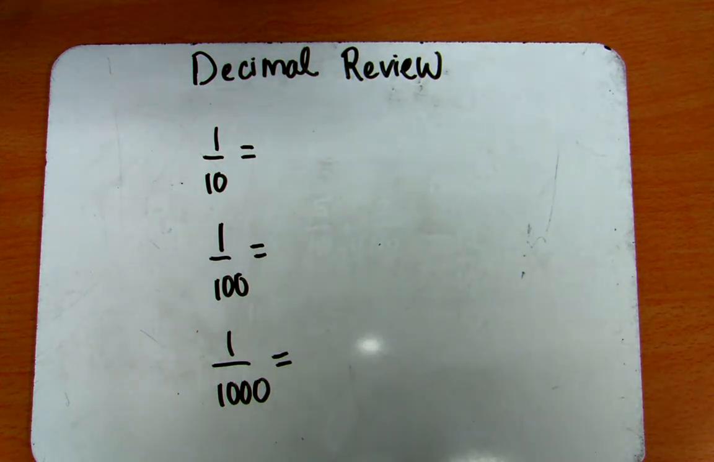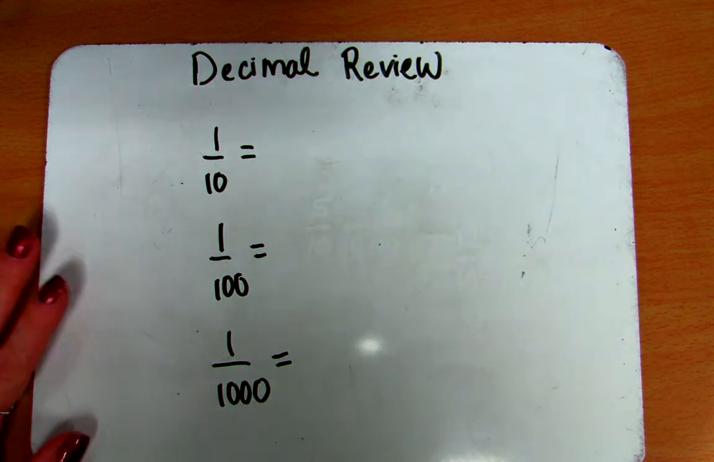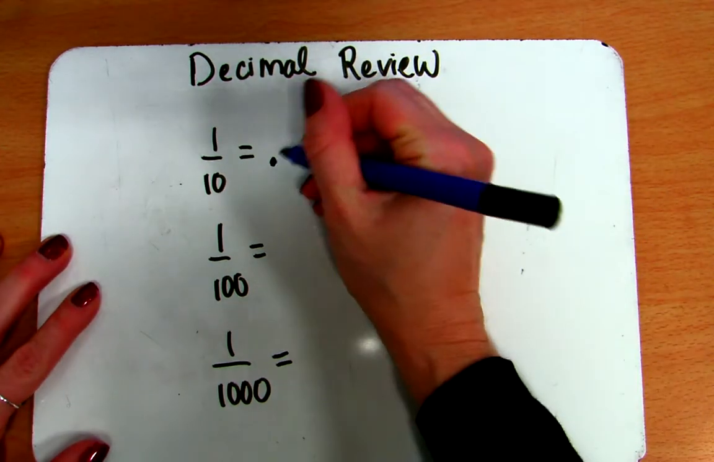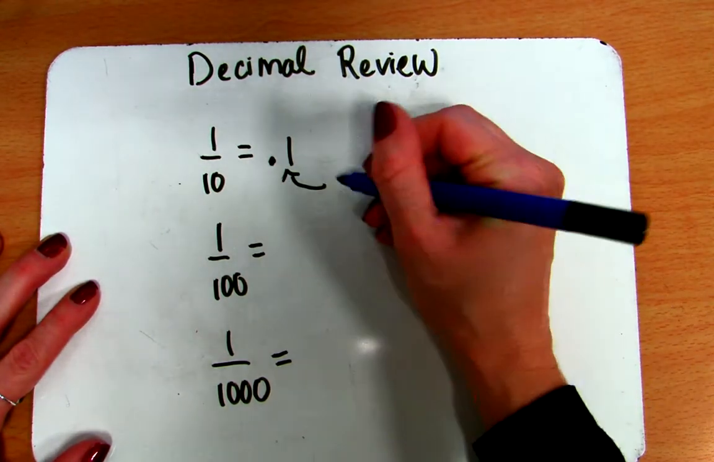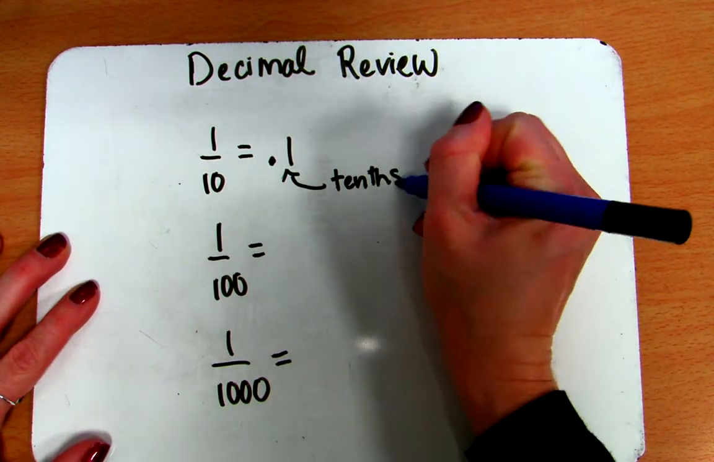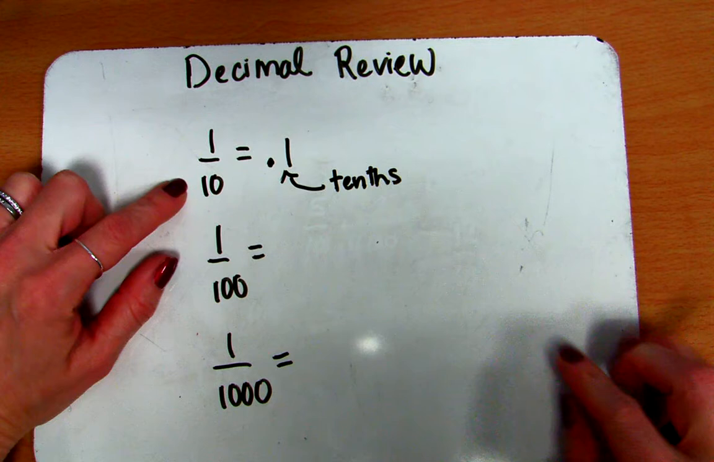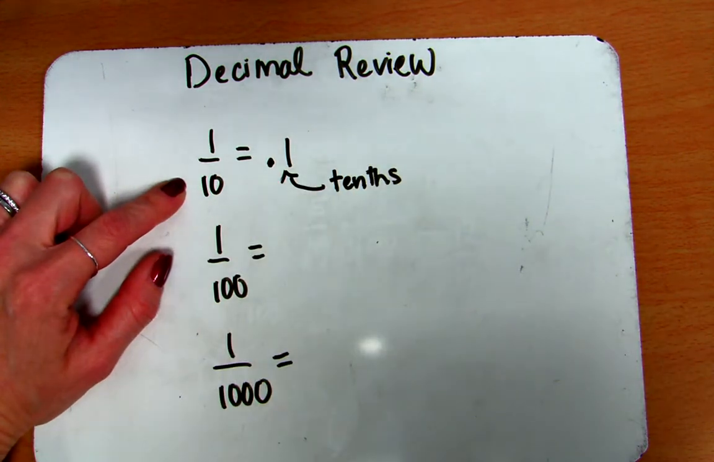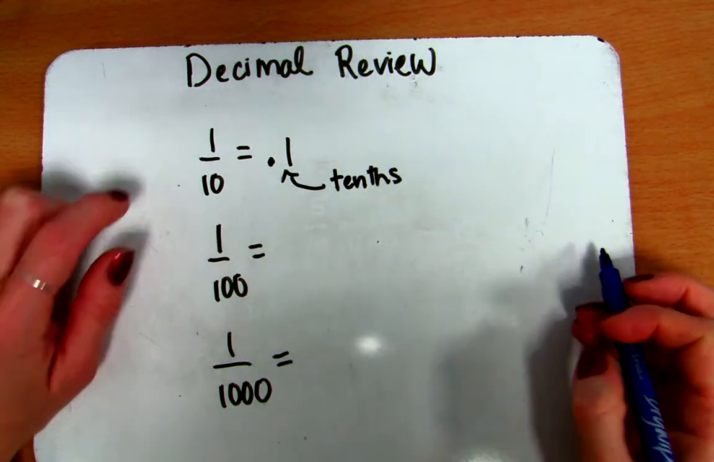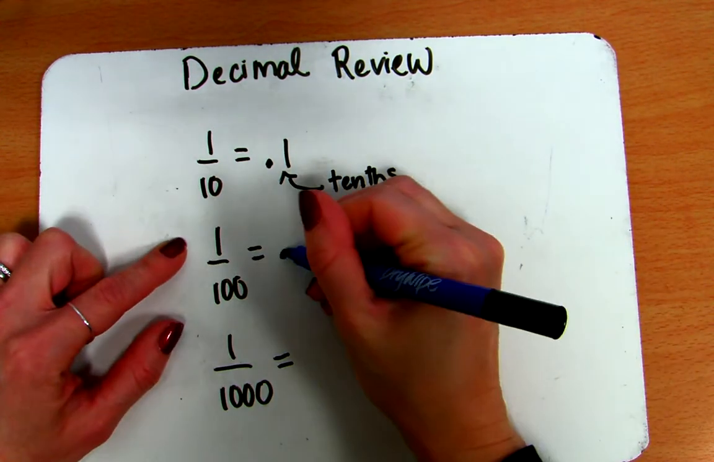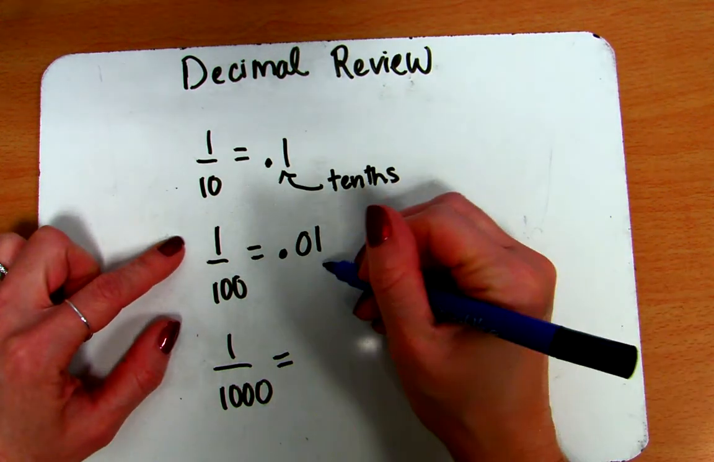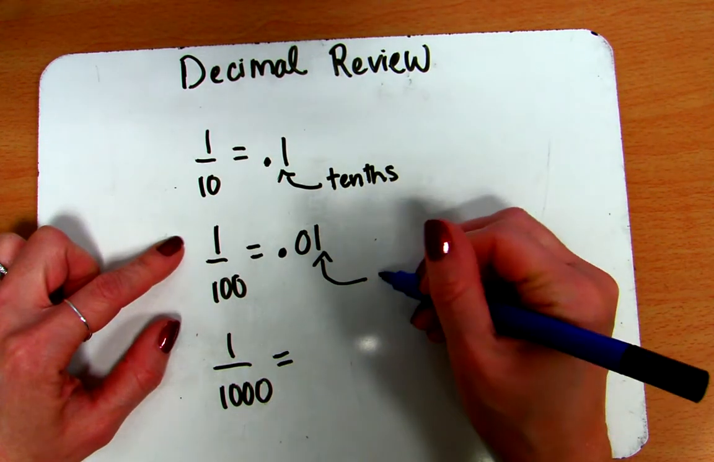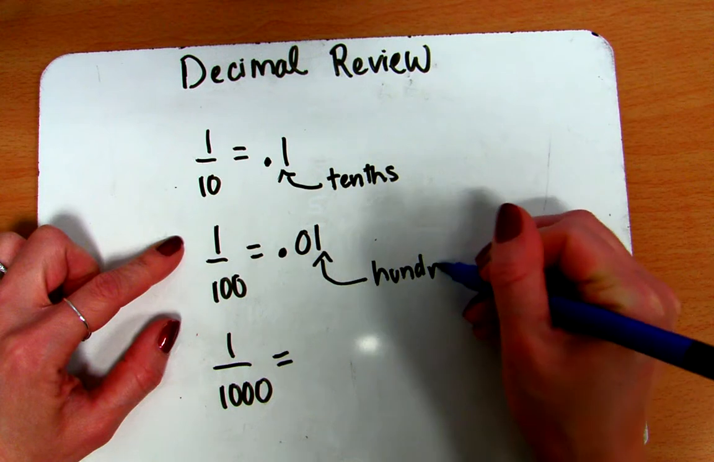I've got three fractions written here, 1/10, 1/100, and 1/1000, and I'm going to write them as a decimal. So 1/10 as a decimal would be 0.1, because this one is in the tenths place, and we have one of them. So 1/10 equates to 0.1 because 1 is in the tenths place. 1/100th would be written as 0.01 because now our 1 is in the hundredths place.